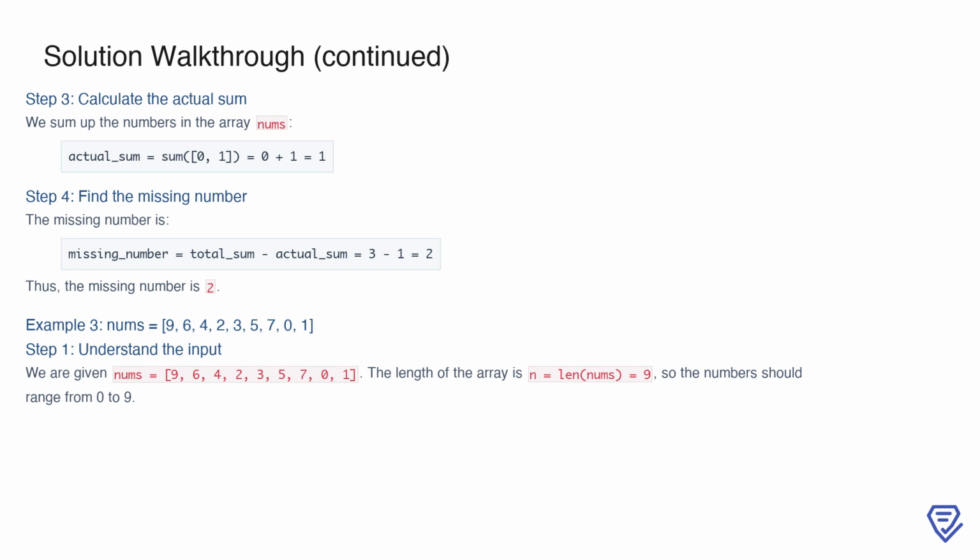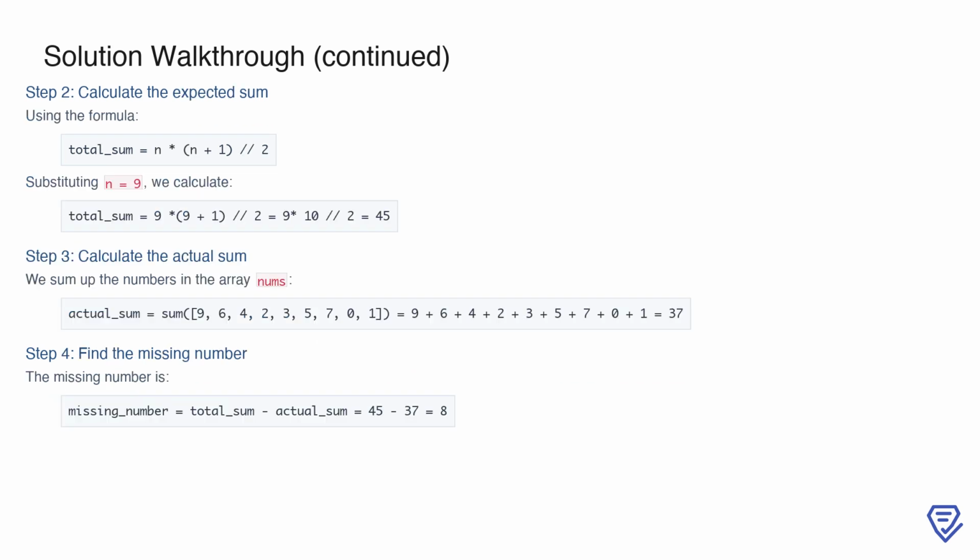Now, let's consider a more complex example. nums = [9, 6, 4, 2, 3, 5, 7, 0, 1]. This array has a length of n = 9, meaning the numbers should range from 0 to 9. To calculate the expected sum of numbers from 0 to n, we use the same formula, total_sum = n * (n + 1) / 2. Substituting n = 9, we find that total_sum = 45.